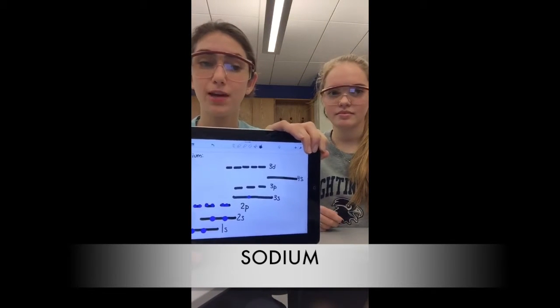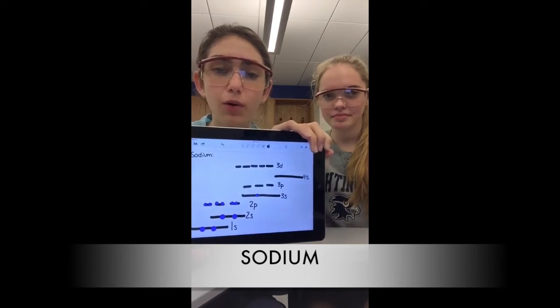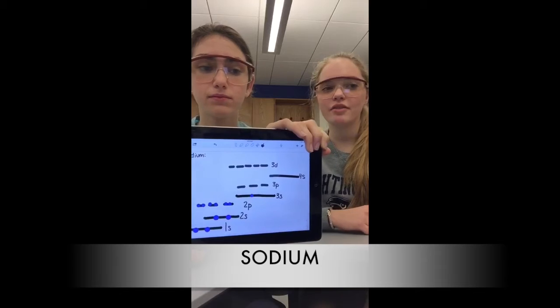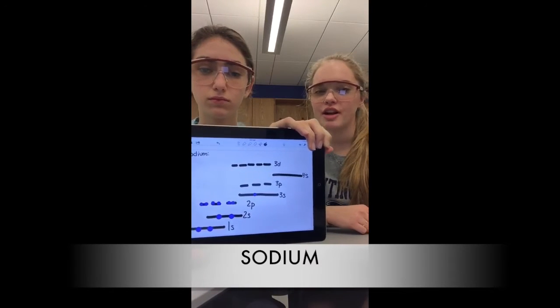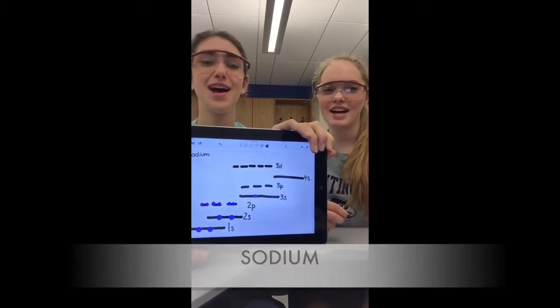An element is more stable if its whole energy level is full. As you can see, level 3 is nowhere near being full. Therefore, it is preferable to lose 1 electron so that 2p will be full. Thus, the charge of sodium is +1.